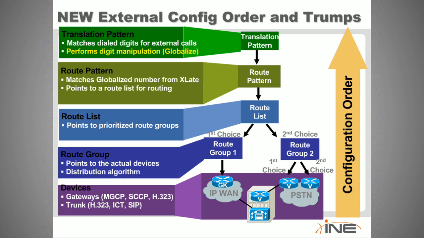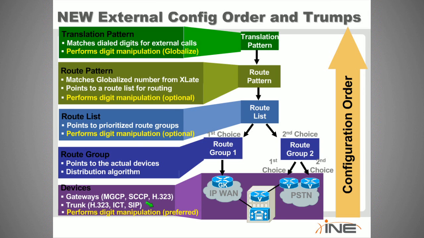We have the ability to perform digit manipulation here at the translation pattern. Okay? And this is actually what we'll use to globalize. Arrow. We have the ability to perform digit manipulation optionally at the route pattern. We have the ability to perform digit manipulation at the route list route group combination called the route list details, and the ability to perform digit manipulation at the devices, where yesterday we said this was preferred. We talked yesterday about how at the device level, and this is new to 7, calling and called party transformation patterns were added via CSS and partitions to the gateway level.